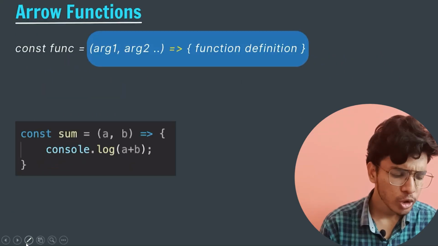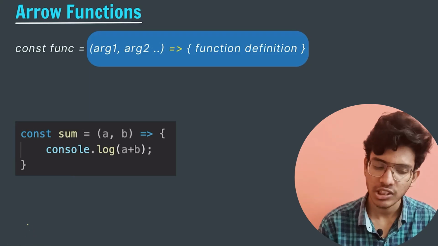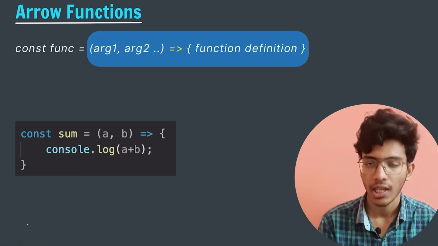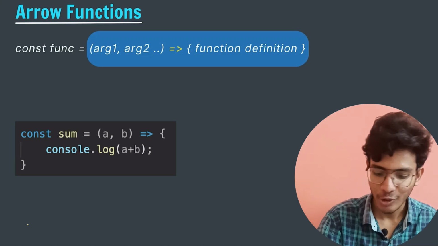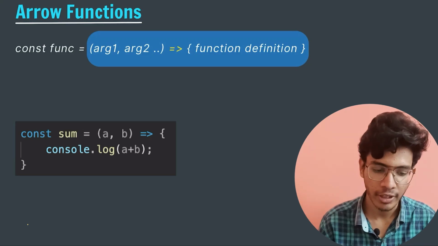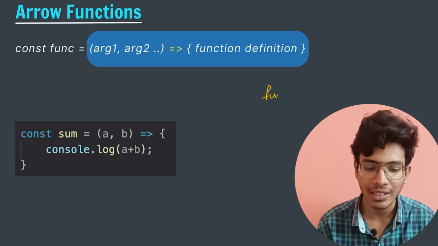Now the most important concept we're going to study here is arrow functions. So we have studied functions, we have studied how to declare a function. So to declare a normal function, what we do is that first of all we write the function keyword.